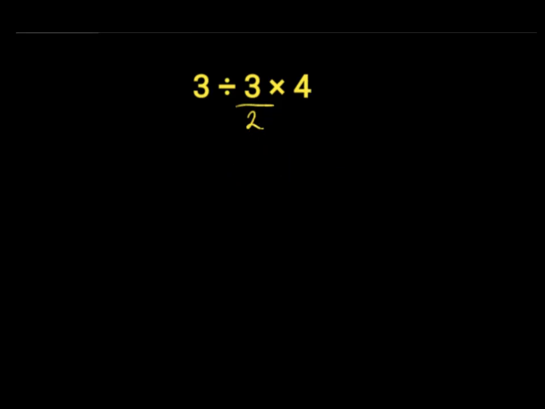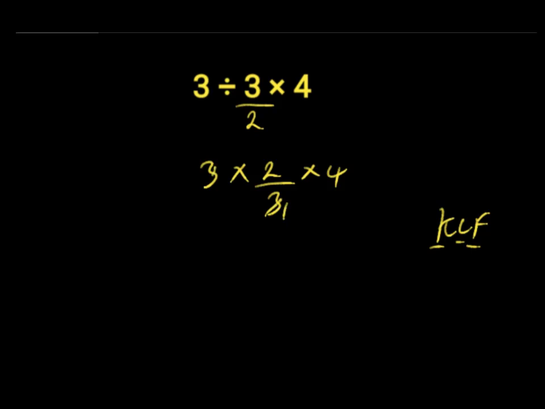First of all, we are going to work with 3 divided by 3 over 2 using the rule of KCF. K stands for keep, C stands for change, and F stands for flip. We are going to keep 3, change division to multiplication, then flip 3 over 2 to 2 over 3 times 4. Now we are going to simplify.